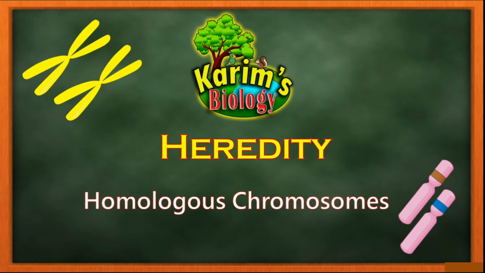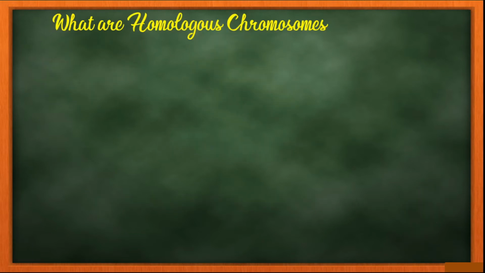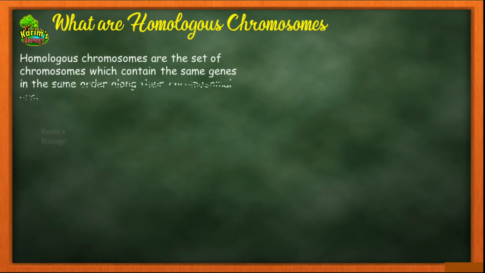In today's session, I am going to talk about homologous chromosomes. You know that in the previous class I have told you about what are alleles, and I have also taken a session on how the chromosomes are formed from DNA. So in this session we will be discussing the meaning of homologous chromosomes.